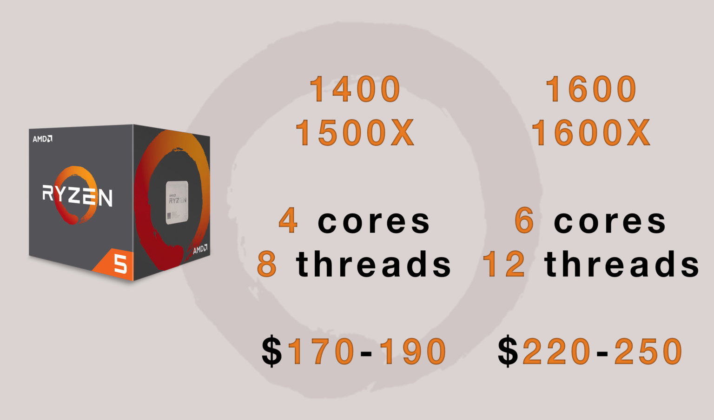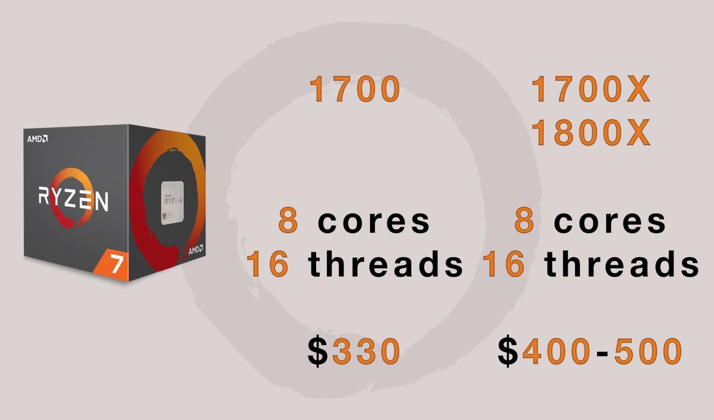Ryzen 5 offers the 1400 and 1500X, which feature 4 cores and 8 threads. It also offers the 1600 and 1600X, which feature 6 cores and 12 threads. They are priced from $170 to $250. Then you move up to Ryzen 7, which offers the 1700, 1700X, and 1800X. These all feature 8 cores and 16 threads. They are priced from $330 to $500.